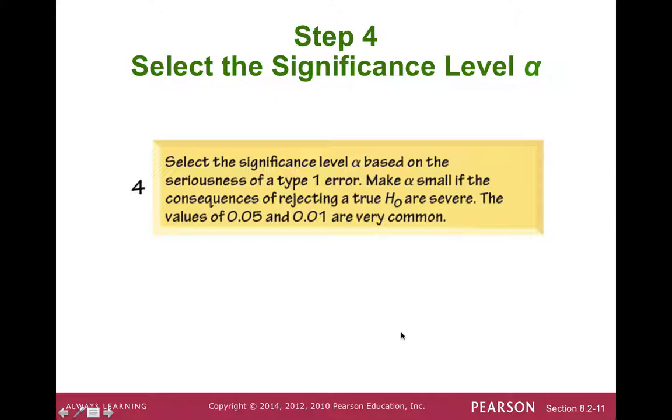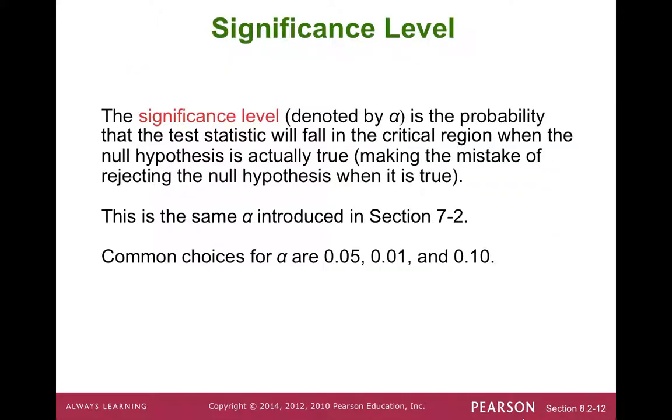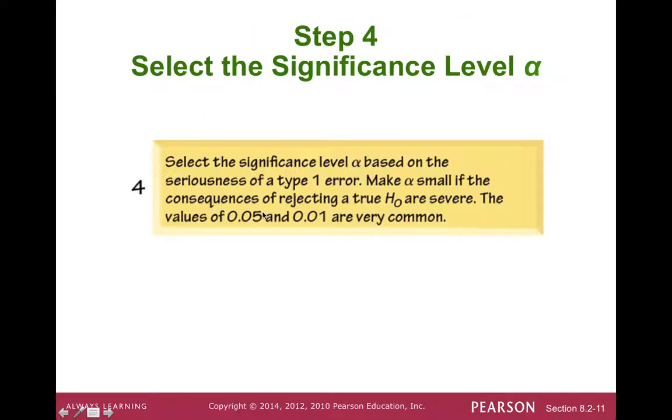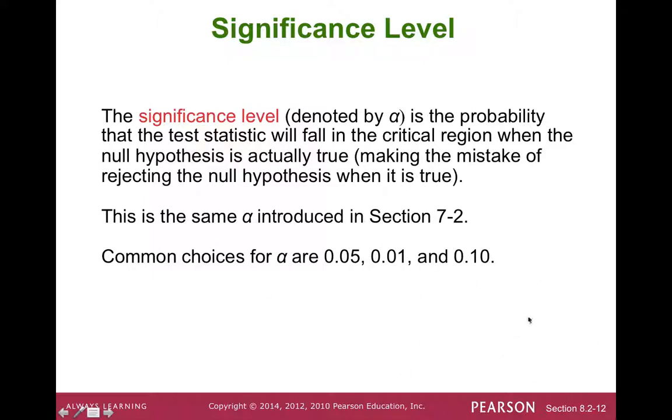Okay, so once you have defined your null and alternative hypothesis, it's time to select a significance level. And if we think back to what we learned in Chapter 7, these are going to be very similar. So they kind of give you this little warning here, but the real important thing that I want you to pay attention to is what those significance values are. And again, they're the same as what was introduced in Section 7.2.